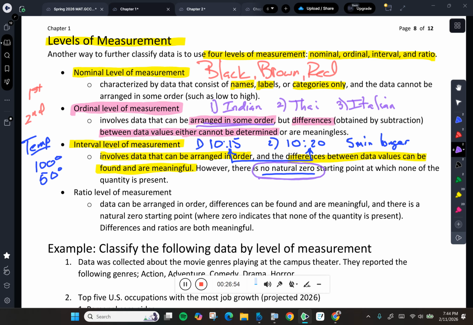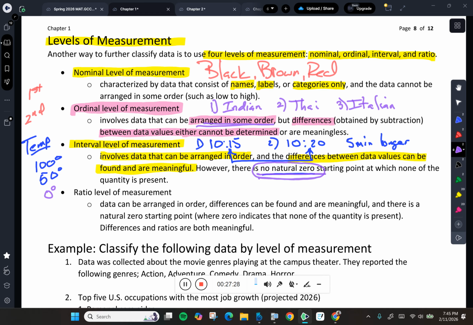What does 0 mean? Like, if it was 0 degrees, what does that mean? Does that mean there's no temperature? Or is that just some measurement on a scale? Now, if we're talking about Fahrenheit, 0 really means nothing. It's the goofiest scale ever, because in Fahrenheit, water freezes at 32, it boils at 212, and 0 is just some measurement that's 32 degrees below freezing. So I don't know.